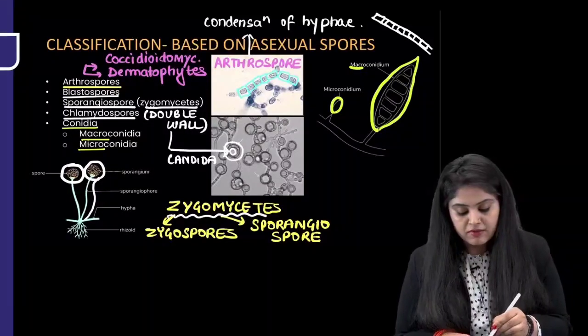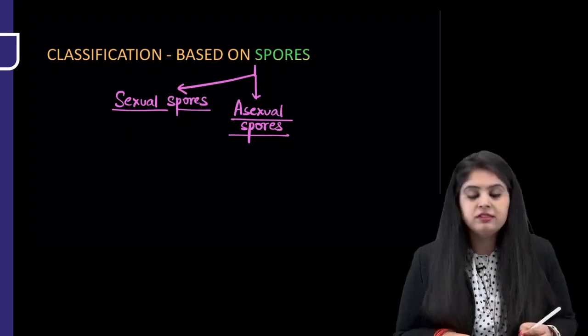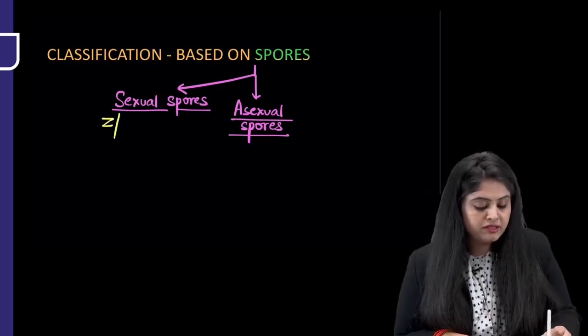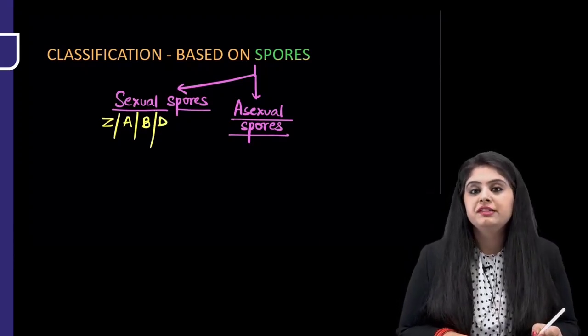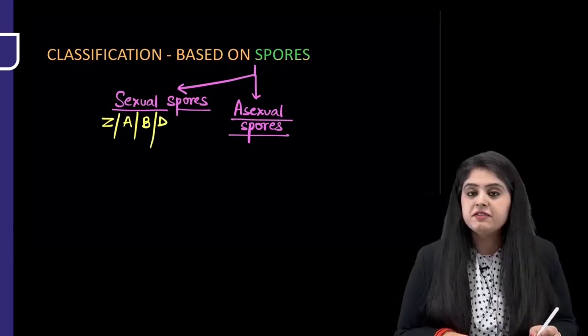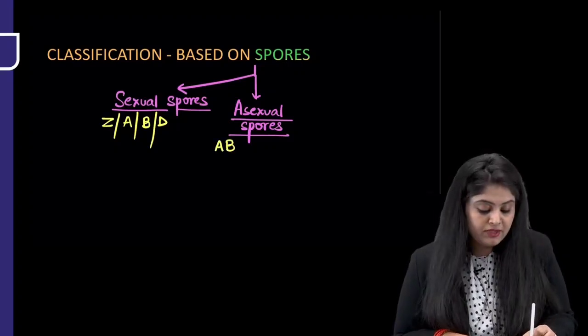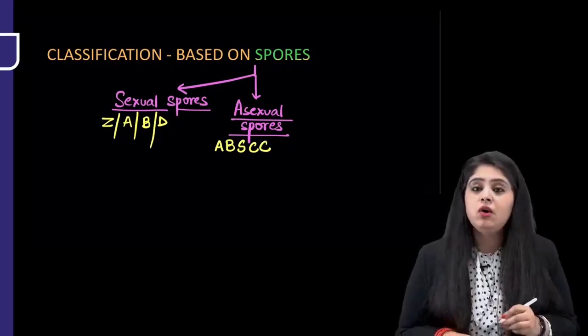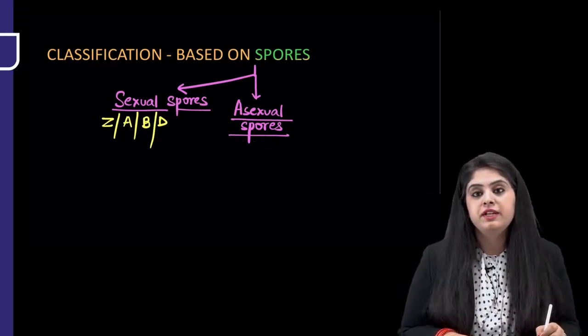If I come all the way back and recap what I was going to discuss: under the sexual spores, we have zygomycetes, ascospores, basidiospores, and the deuteromycetes, which is basically the fungi imperfecti. After that, arthrospores, blastospores, then sporangiospores, chlamydospores, and conidia. All the other miscellaneous ones will come under the asexual variety.